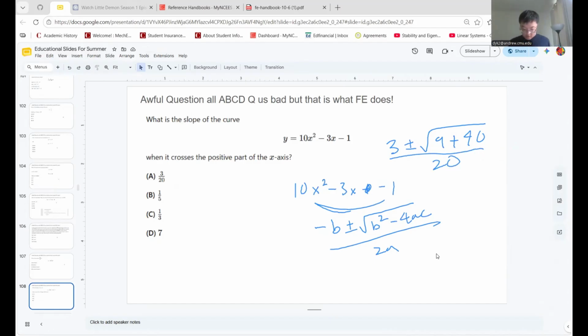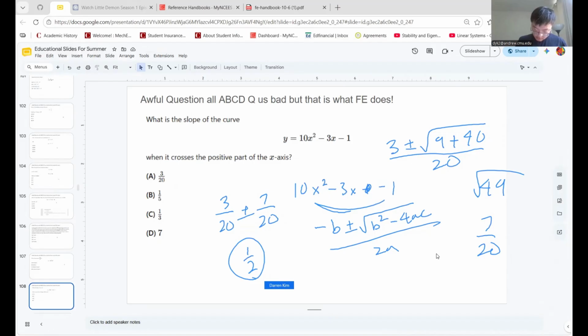Let me double check. 3, 9, 10, negative. Yeah, I think that's right. So in that case, it's 3 divided by 20 plus or minus this is 49, so square root 7 divided by 20. So it's either negative or positive. So it's either a half. We can do a half. So derivative of this is 20x. There's 20, and there's a negative like 4 divided by 20 here that you can look at, which is 1 divided by 5.